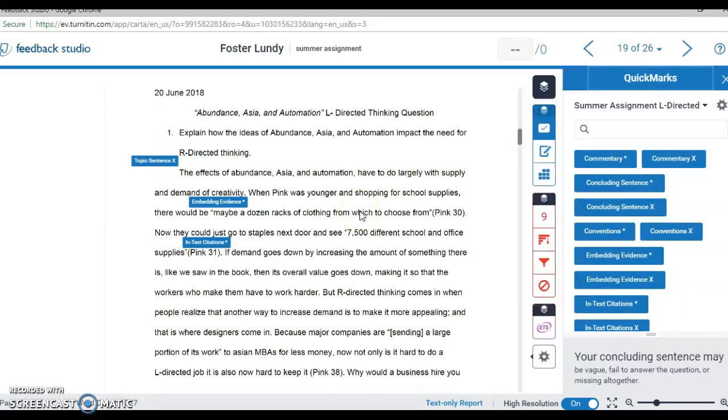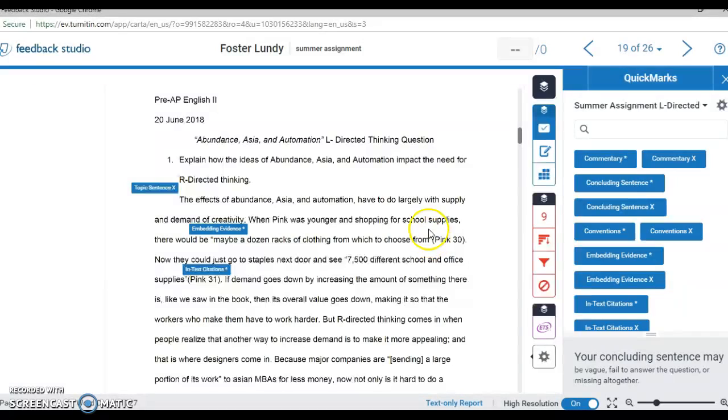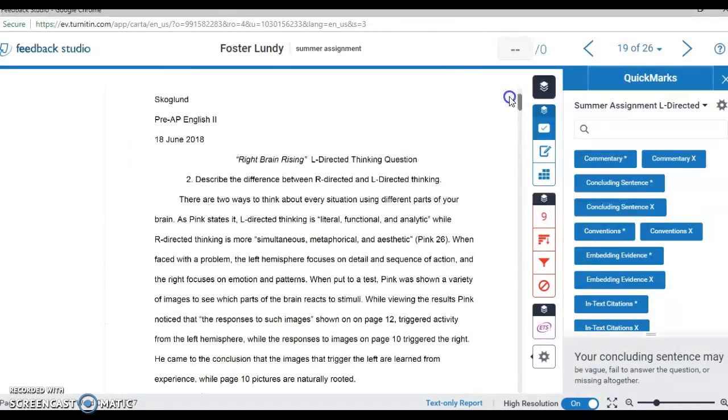All right, so the first thing that I look for in a body paragraph, which is what this structure is, is a topic sentence, and ideally we want that to be your first sentence that answers the question so that I know where you're going in the paragraph. I felt like, Foster, you sort of talk about the question, like you say the effects of Abundance Asia automation have to do with supply and demand, but that doesn't directly tell me what those are doing to our directed thinking. So maybe a little more clear there.